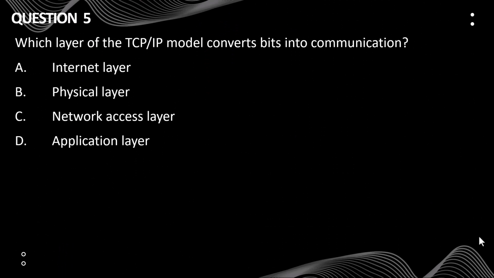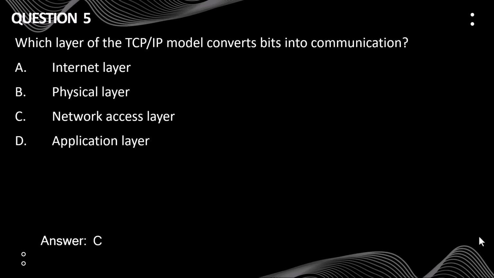Question 5. Which layer of the TCP/IP model converts bits into communication? A, Internet layer. B, Physical layer. C, Network access layer. D, Application layer? The answer is option C.